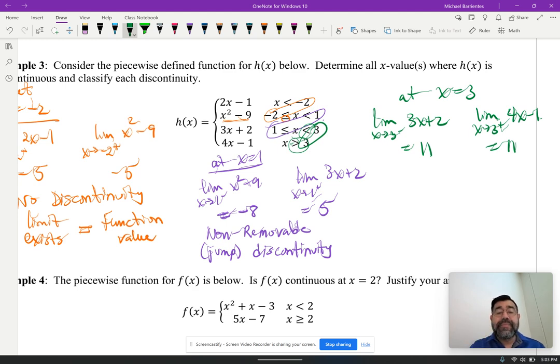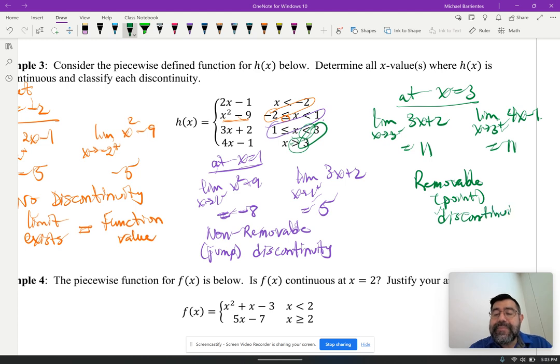There's a deleted point because this function never tells me what the y value is. Which function do I use when x equals 3? I don't know, so it doesn't exist. Therefore, they're both going towards the same place, but there's a missing point there. We're going to say that there's a removable discontinuity, or a point discontinuity, at x equals 3. So this is the destination that we're looking at.